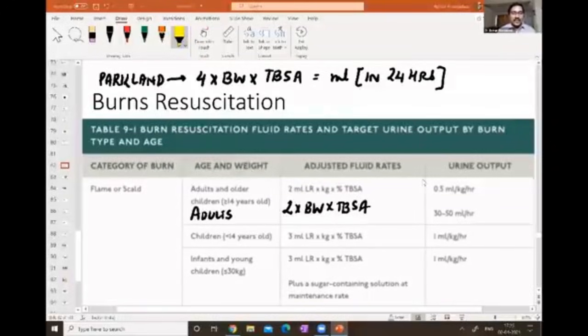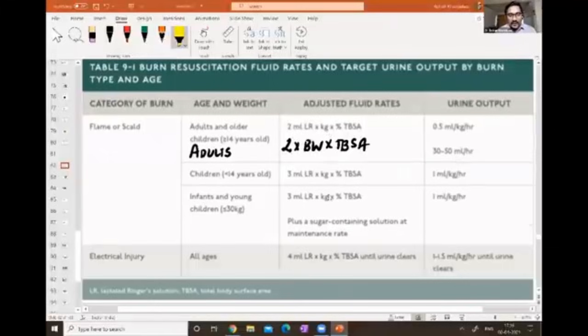The update is the new ATLS formula. For adults, it is 2 into body weight into total body surface area. For children, it is 3 into body weight into total body surface area.